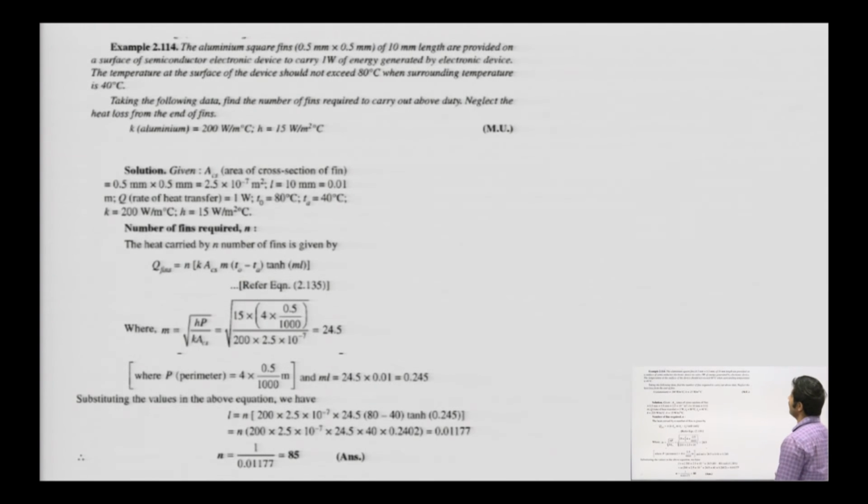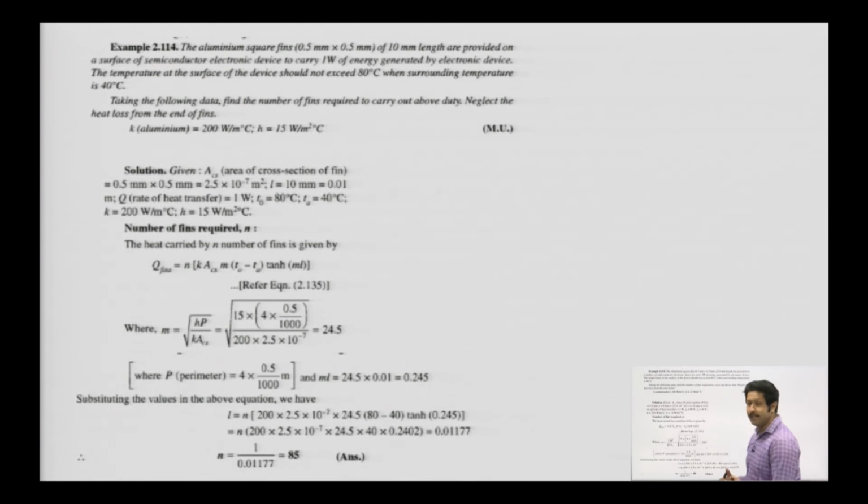The aluminium square fins of 10 mm length are provided on a surface of a semiconductor electronic device to carry 1 watt. Here q is given. Earlier we were calculating q with the formula, and fortunately here it is given as the energy generated by the electronic device. The temperature of the surface of the device, TO, is given as 80 degrees Celsius, when the surrounding temperature TA is 40 degrees Celsius. Taking the following data, find the number of fins.